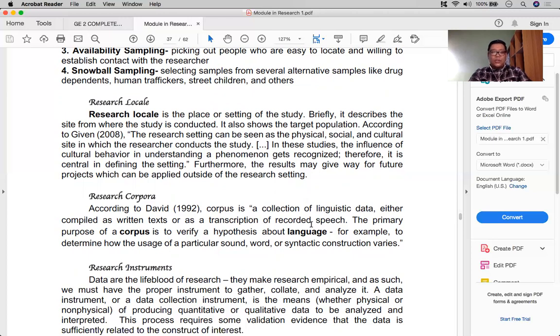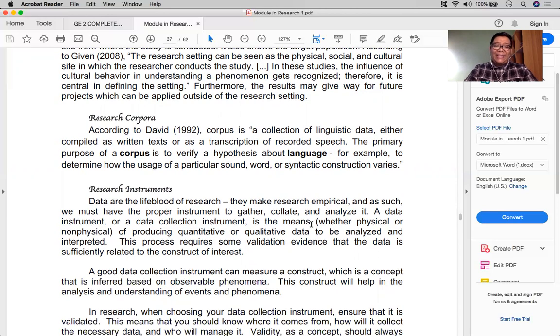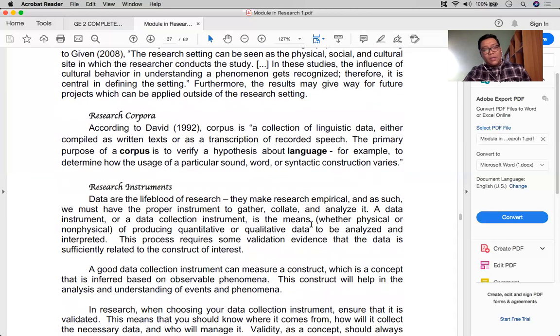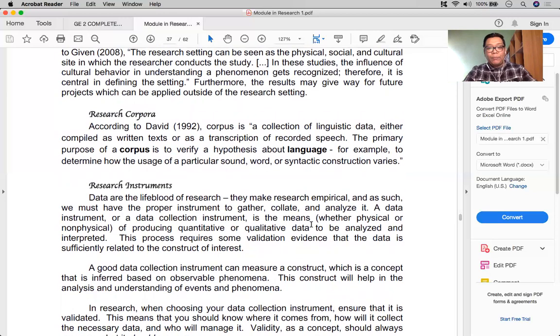But for other institutions, they consider those that are present in databases only as research corpora. We also have research instruments. So here, it's very important that we be very particular with the instruments that we will be using. We know that data are the lifeblood of research. They make research empirical, and as such, we must have the proper instrument to gather, collate, and analyze it.